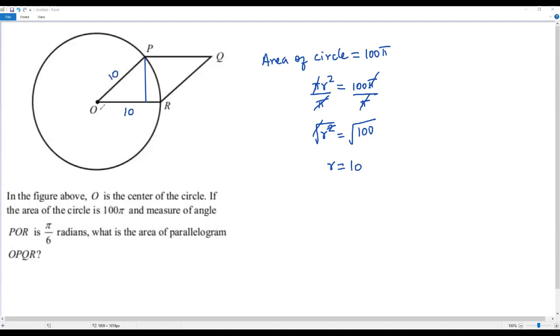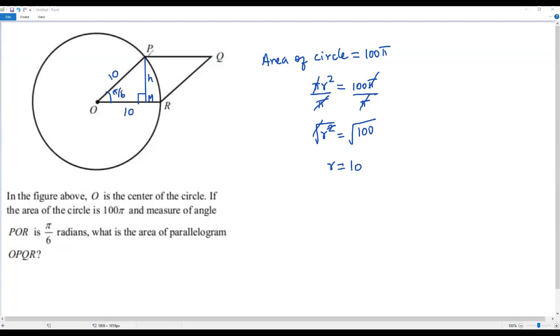Now we got the base of the parallelogram. Still, we need to get the height of the parallelogram, that is the blue color line segment we have over here. Since it's a vertical line and this OR is a horizontal line, we have a right angle over here. Let me take a point, letter M, over here. Also let me assume the length of the line segment PM as h. That is, this h represents the height of the parallelogram. Now my aim is to get the value of this h. For that, let me consider this piece of information: the measure of angle POR is pi over 6 radians.